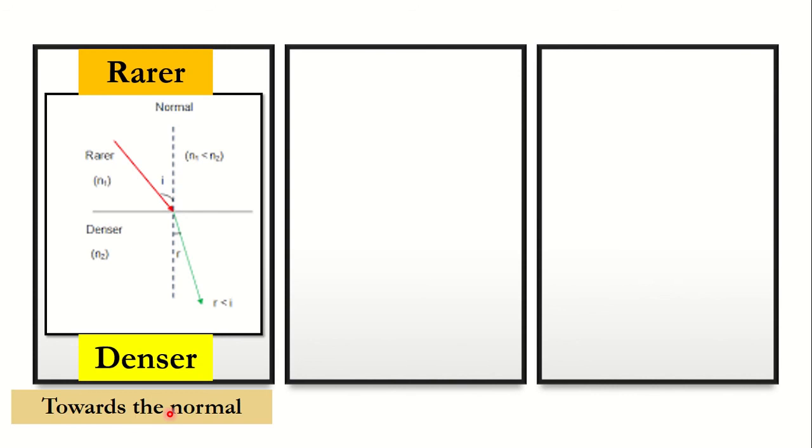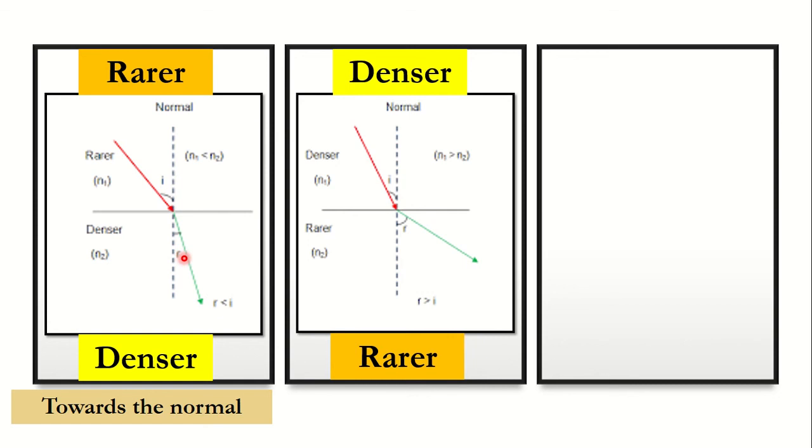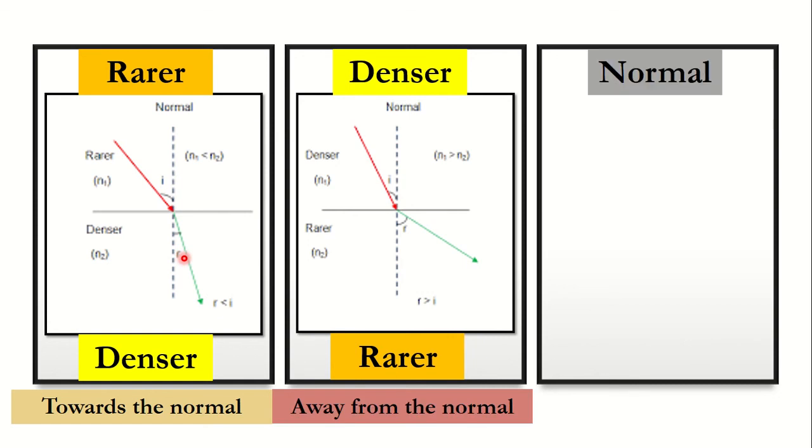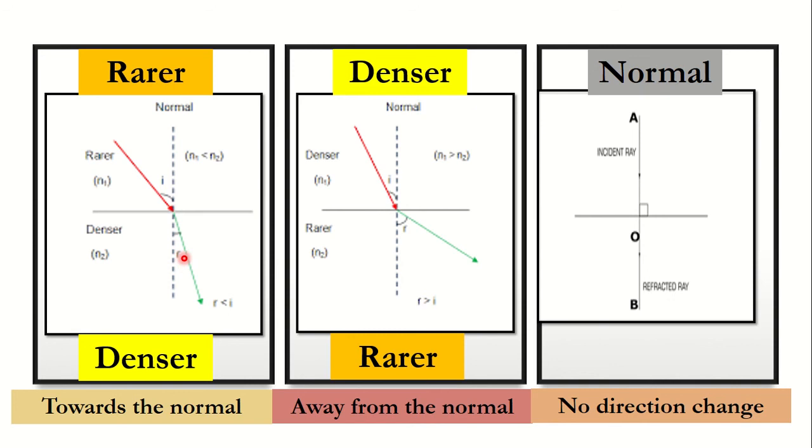The refracted ray moves towards the normal. If it was straight, it would have moved like this, but it is moving towards the normal. In the second case, when it is moving from denser to rarer medium, you can see that it moves away from the normal. And the third is when it is moving perpendicular to the surface, there is no change in the direction. So these are the cases of refraction.